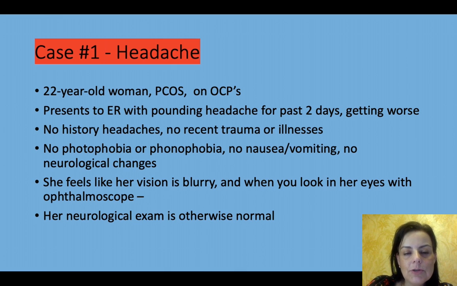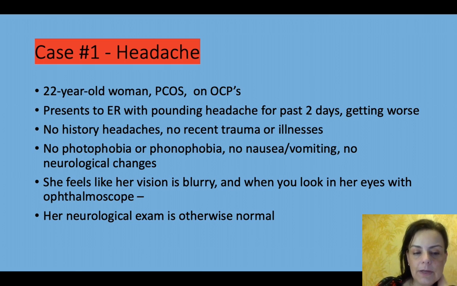She presents to the emergency department with a pounding headache for the past 2 days, and it's getting worse. Doesn't sound like there's any kind of pertinent history here. She has no photophobia or phonophobia, no nausea, no vomiting, no neurologic changes. So that's reassuring. But she does feel like her vision is blurry. So that's kind of a neurologic change there. And when you look in her eyes with the ophthalmoscope, you note an abnormality that we'll see in a moment. But otherwise, her neurologic exam is normal.